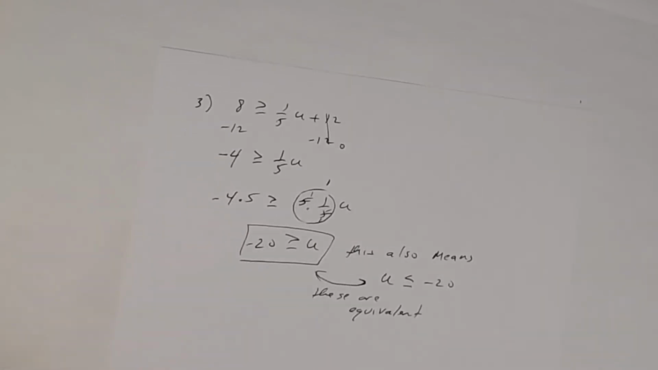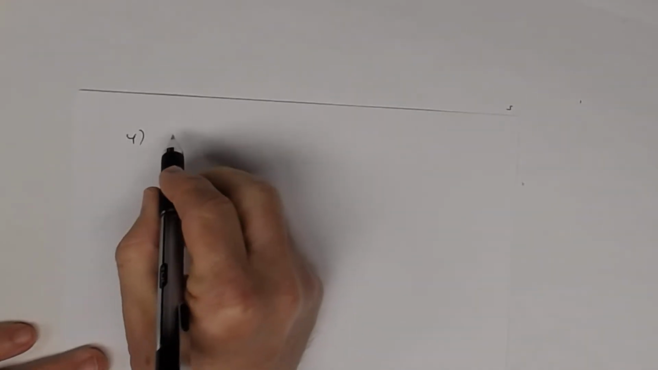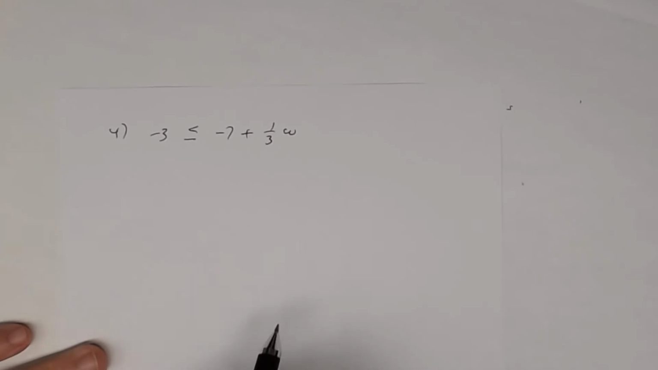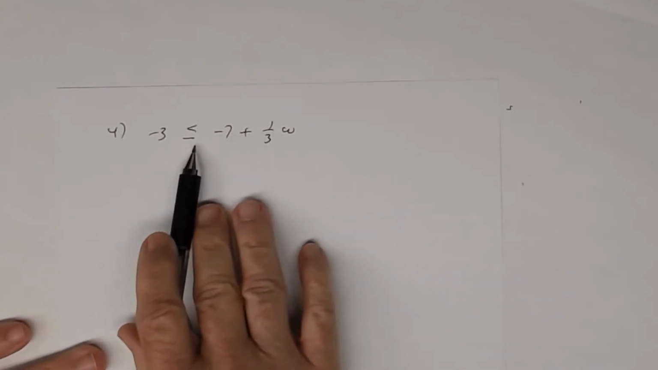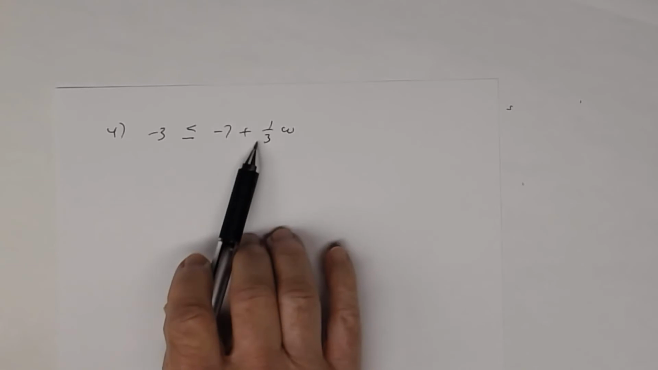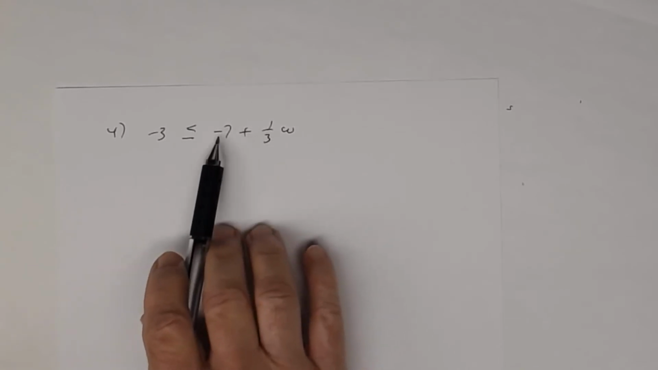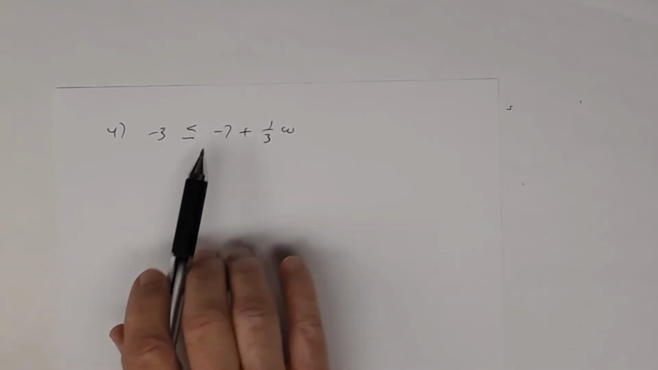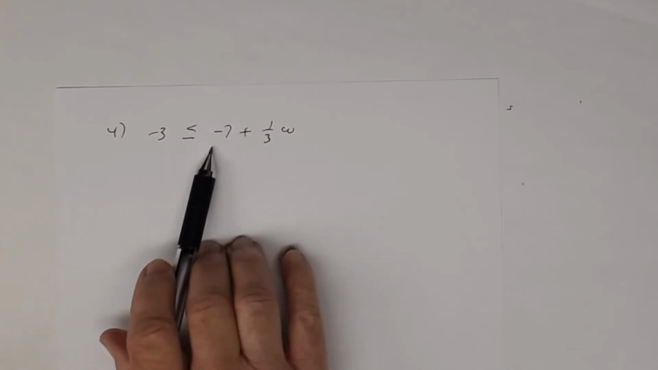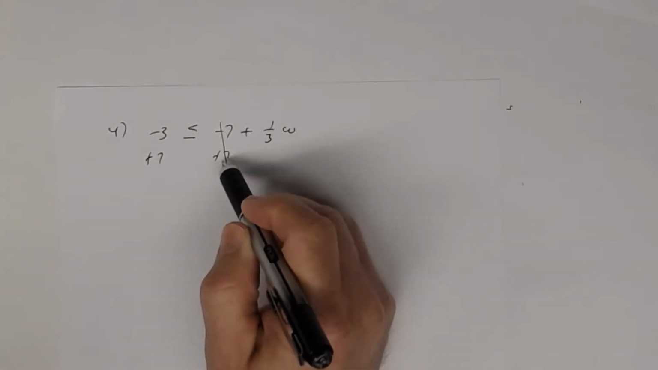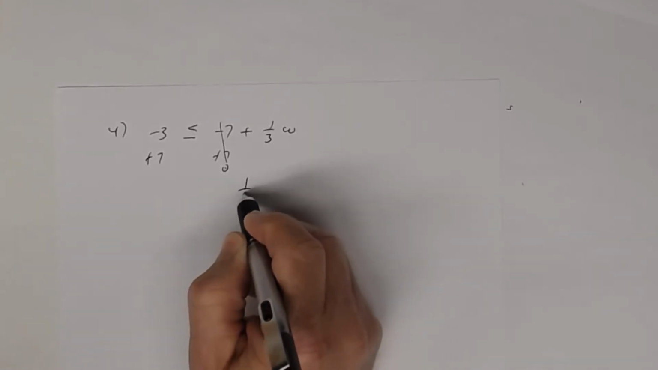All right, let's look at number 4. So number 4, we have this problem. We have -3 is less than or equal to -7 plus 1/3 w. So again, notice the variable expression is on the right-hand side of the inequality. That's fine. We can deal with that. But remember you want to isolate this term right here. So you've got to think about, well, how do I get rid of this -7? So notice to this term you're adding a -7. So if I want this to be 0 right here, I'm going to have to add 7 to both sides, just like that. Notice -7 plus 7 is 0, and 0 plus 1/3 w is 1/3 w.